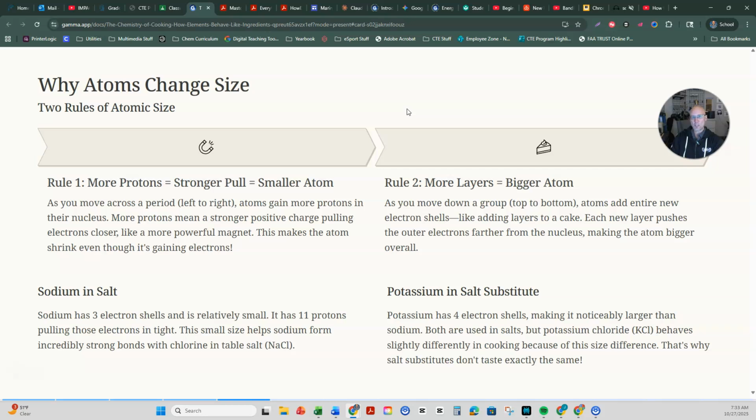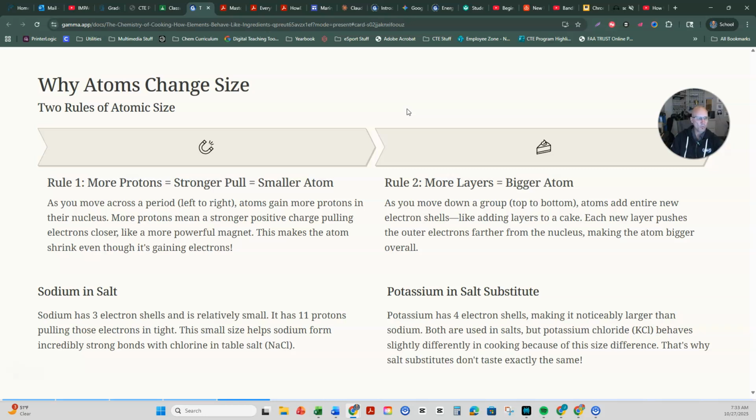Rule number 2, more layers equals bigger atom. As you move down a group, top to bottom, atoms add entire new electron shells, like adding layers to a cake. Each new layer pushes the outer electrons further from the nucleus, making the atom bigger overall. So that's what we went over with the Bohr model, with the different energy levels, 1, 2, 3, moving from the center on up.